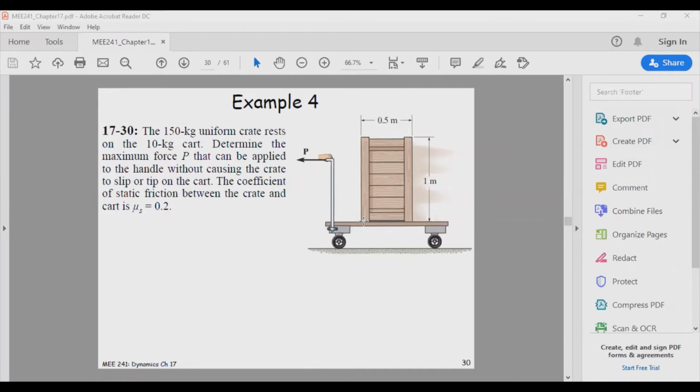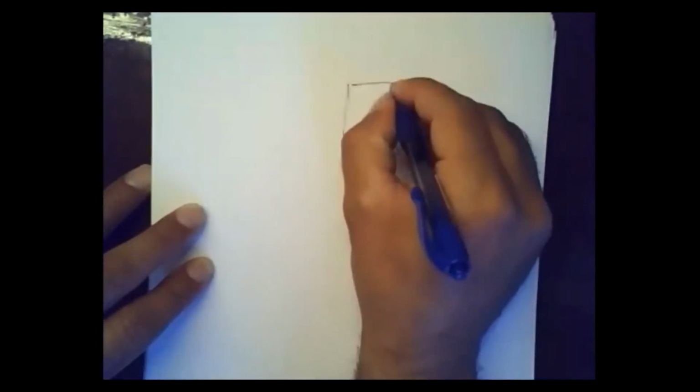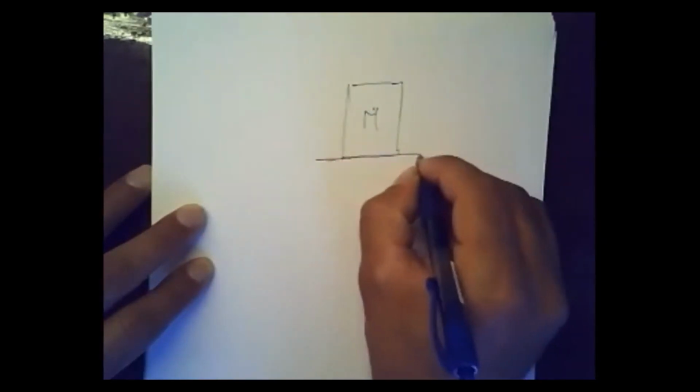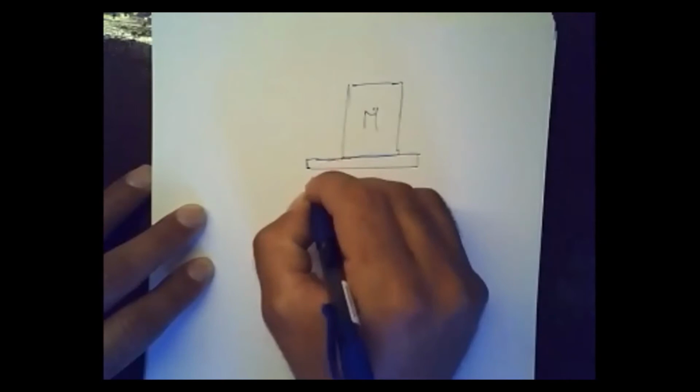The way we're going to analyze this is by starting with a free body diagram. Let me stop sharing that so we can evaluate it. All right, so this is what we have. We have this block, which weighs, you know, and it's sitting on this platform.